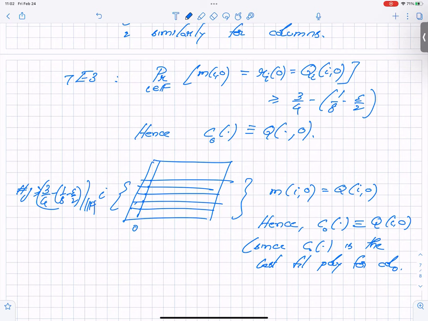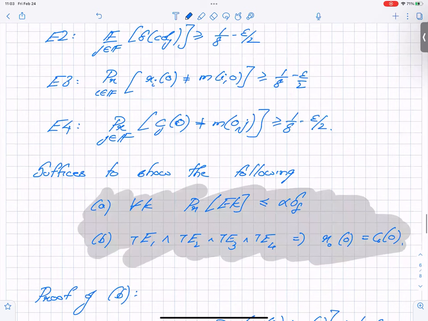E3 says that... I see. E3 is exactly what E3 says, that on three fourths of the rows, the row column will be the same as whatever M gives. I see.